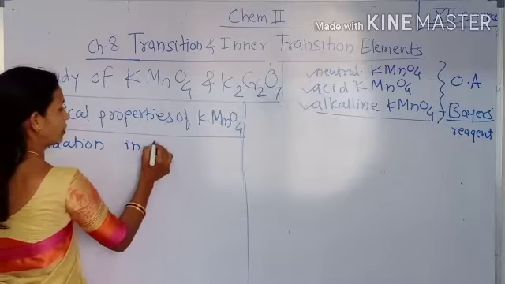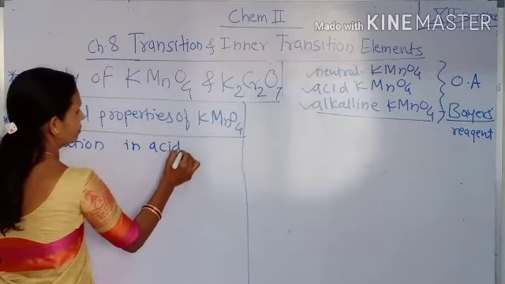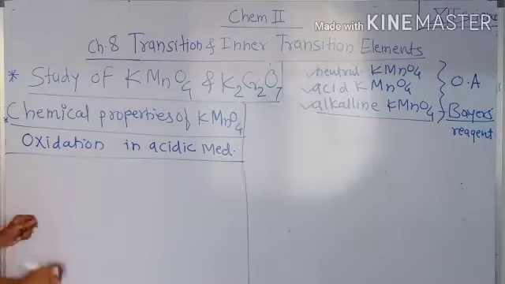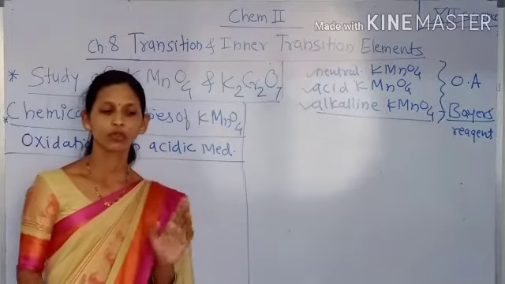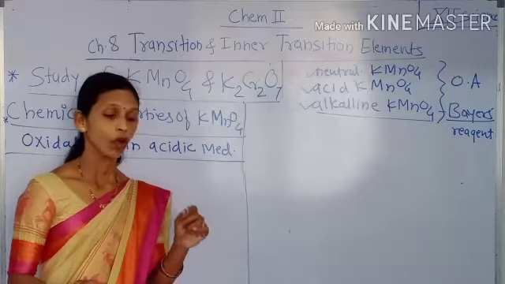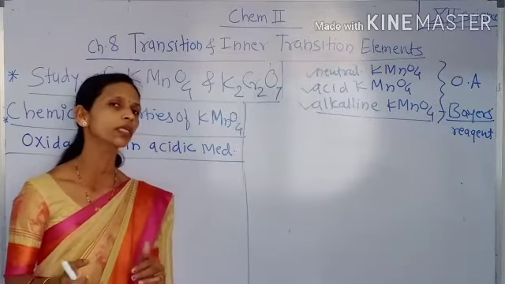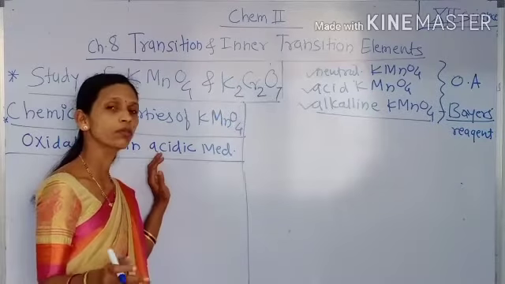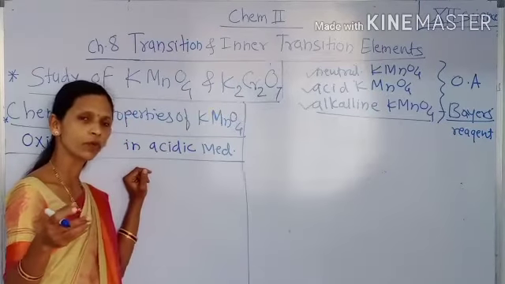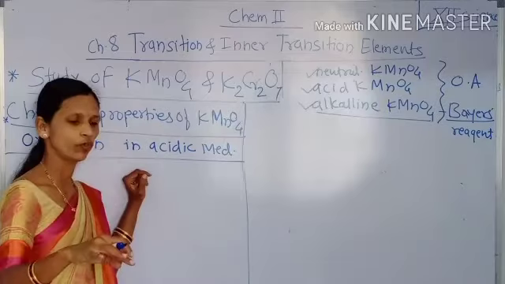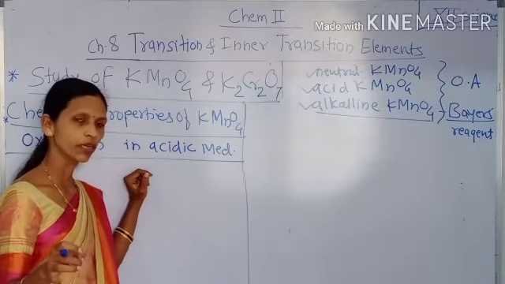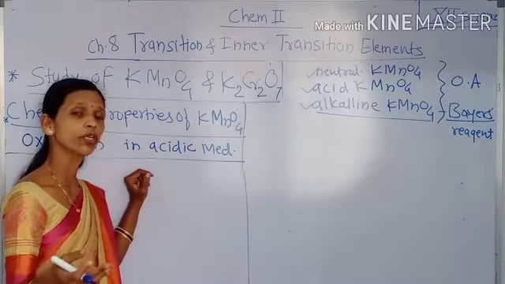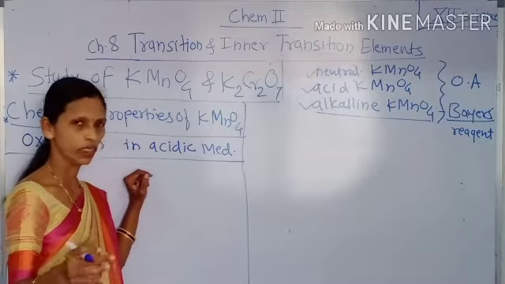First of all we have to discuss the oxidation processes in acidic medium. KMnO4 is a strong oxidizing agent, and oxidation of different compounds or ions takes place. We have to discuss the oxidation of different compounds in their ionic form. Therefore we write the chemical reactions in ionic form to realize the oxidation of that ion or compound easily.